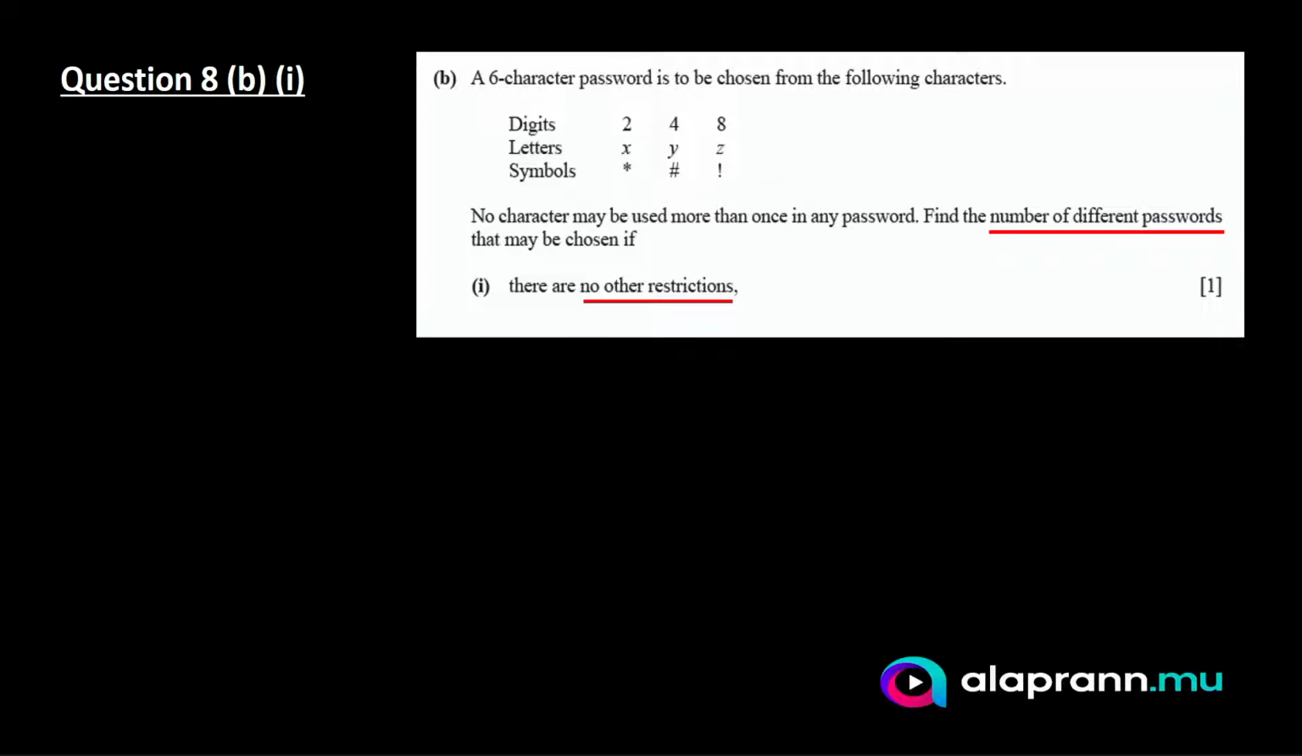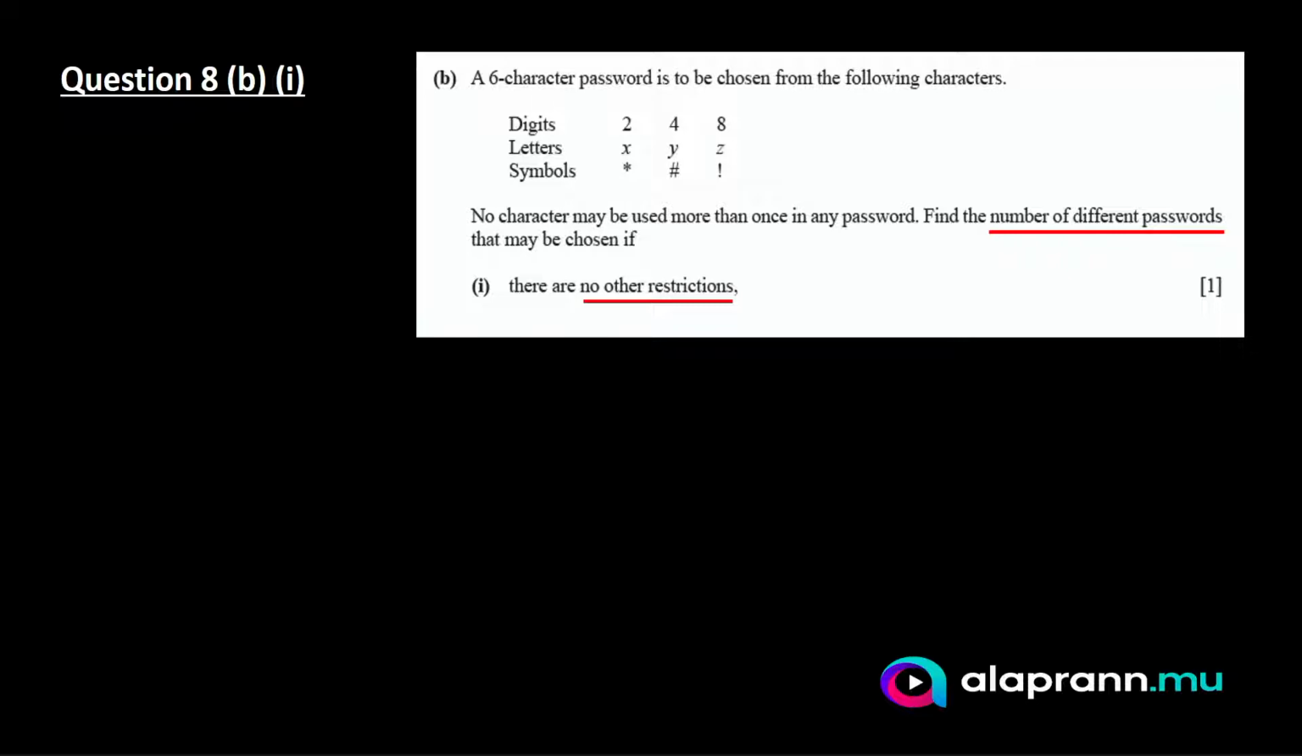Part B. So 8B, first part of the problem. A 6-character password. So the password is 6 characters, is to be chosen from the following characters. So we basically have 3 digits, which are 2, 4, and 8. We have letters X, Y, and Z. And then we have symbols, the 3 different symbols which you see in the question. No character may be used more than once. That's a restriction. So when there is restriction, remember it's permutation. No characters can be used more than once in any password.